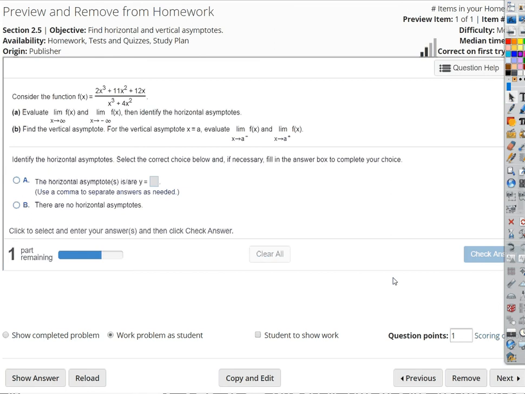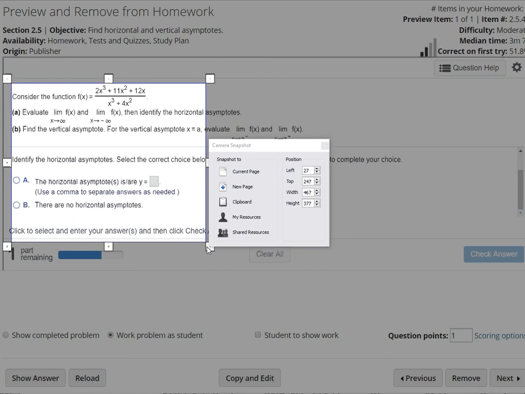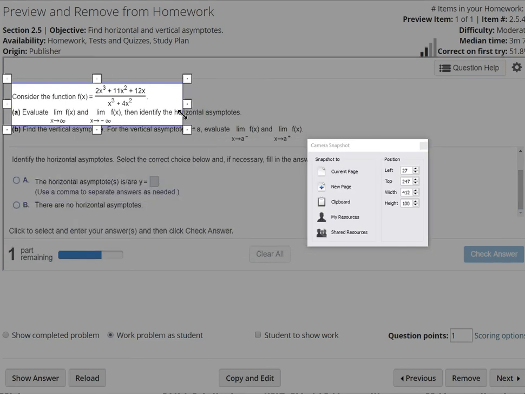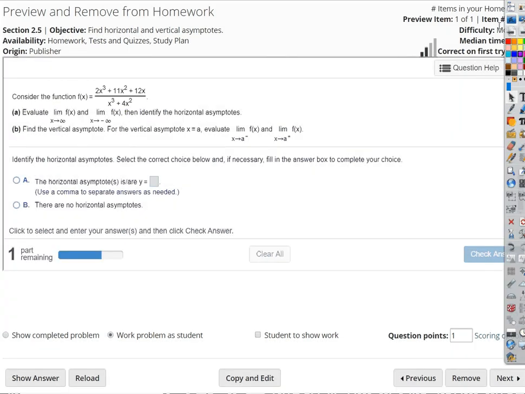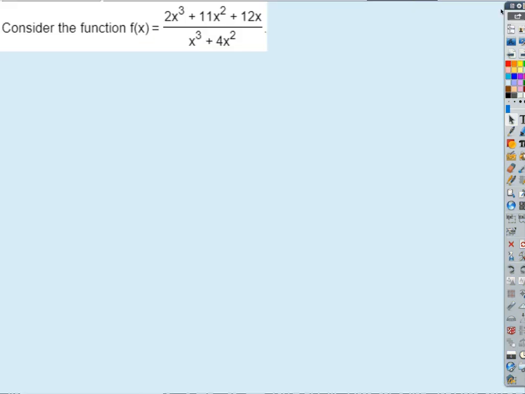Okay, next part. This is the part I want to talk about. We want to identify the vertical asymptotes here, so we have to take a closer look at this function. We'll look at it a little more closely. You've got to pay extremely close attention for the next 5 minutes because this is something pretty subtle, but I want you to get this.